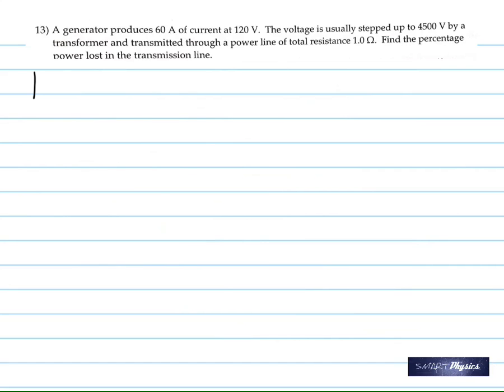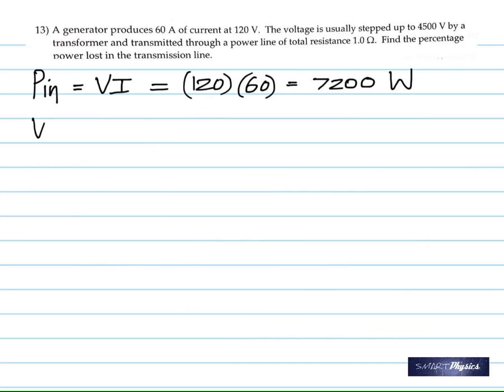Again, a question regarding a generator that produces 60 amperes of current at 120 volt. Voltage is stepped up to 4500 and the line resistance is 1 ohm. We've got to find the percentage power lost. So we need to find the initial power and the final power. The initial power or the input power is the product of voltage and current. It gives 7200 watts or 7200 volt ampere.